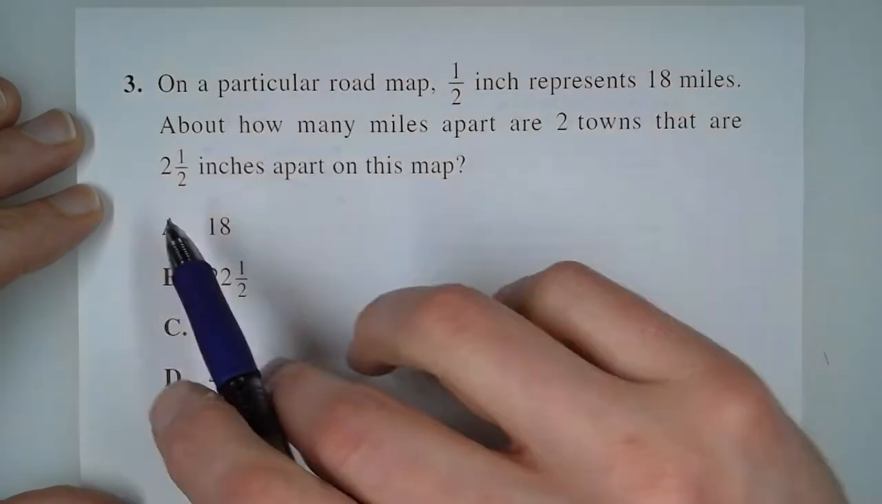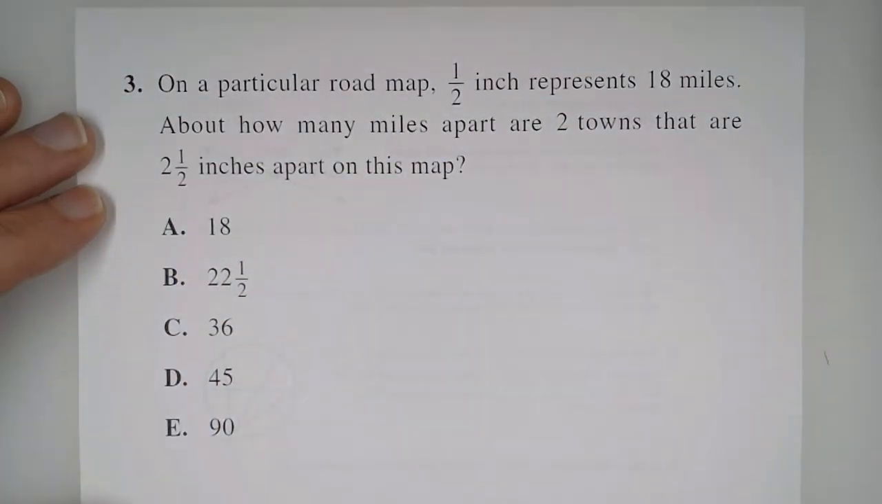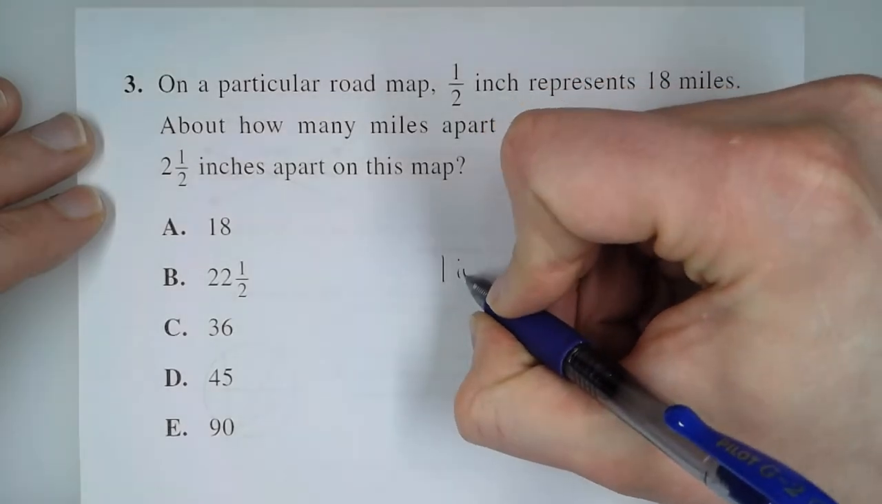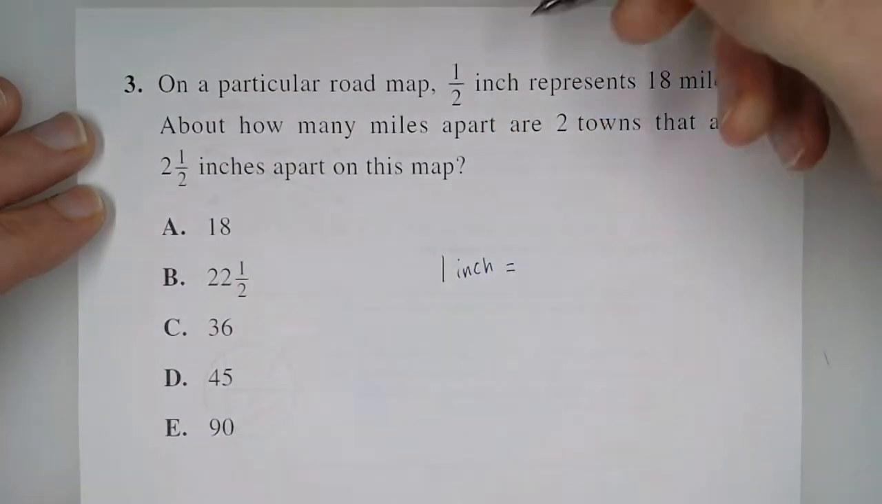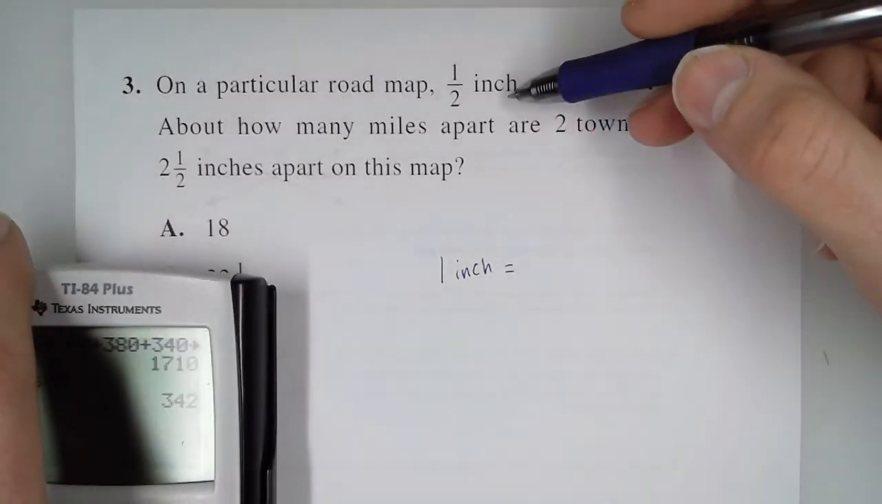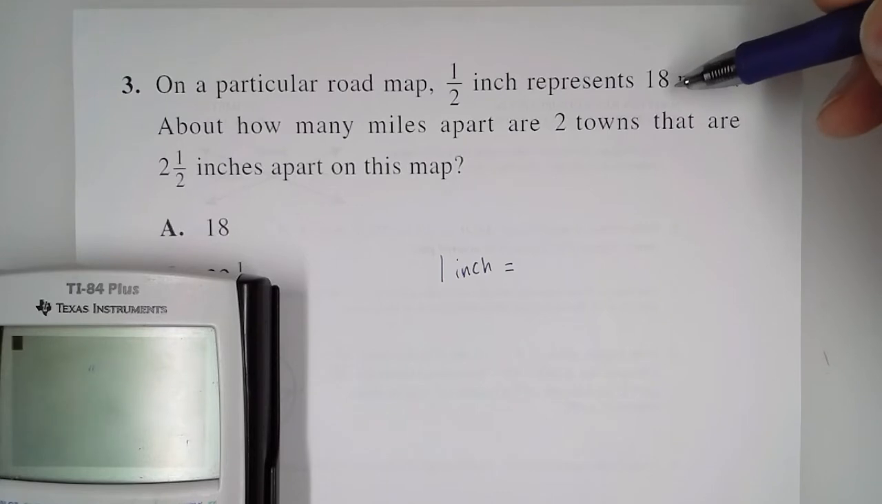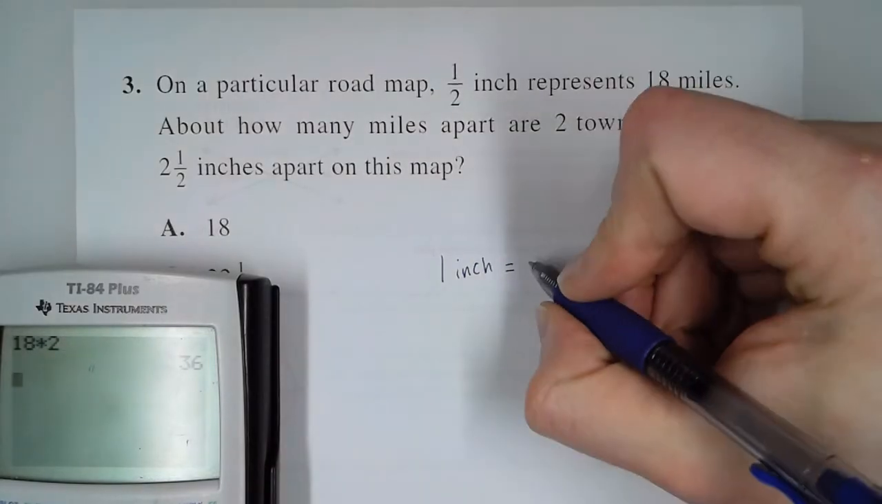So we want to know if two towns are 2.5 inches apart on the map, how far apart are they in reality? Well, what if they were 1 inch apart? Well, 1/2 inch represents 18 miles. 1 inch is twice as long, which means the actual distance in reality would also be twice as long. So if I take 18 times 2, that's going to give me 36.